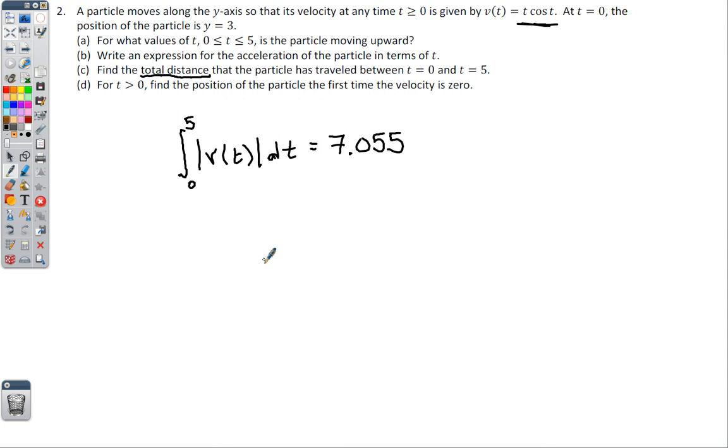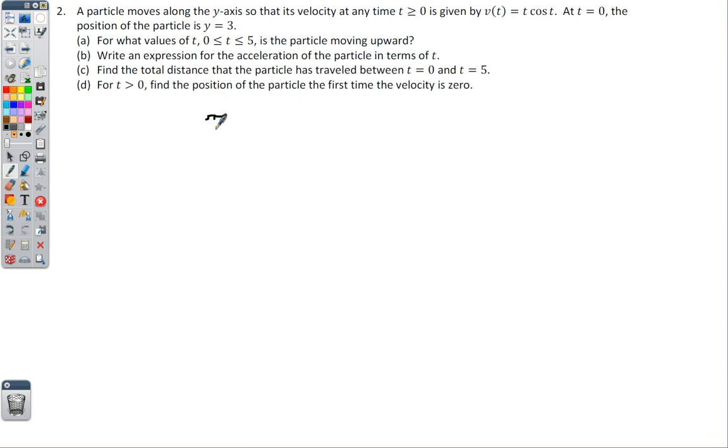Part D. For t greater than 0, find the position of the particle the first time the velocity is 0. So we said that the first time the velocity was 0 was at pi over 2, right? I believe we said that in part A. So we're going to find the position of the particle the first time the velocity is 0, which is at pi over 2. So we're going to look at how far the particle has moved between 0 and pi over 2.